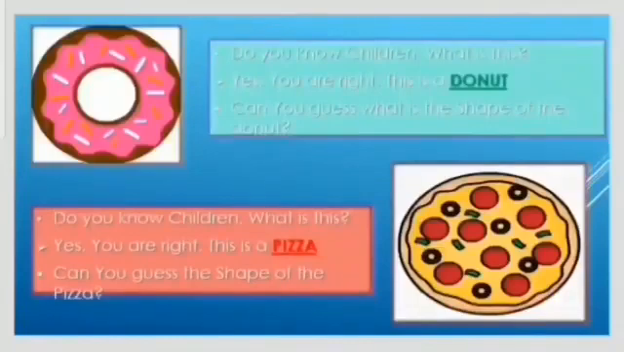Now see the third picture. Do you know, children, what is this? Yummy, na? Yes, you are right. This is a donut. Can you guess what is the shape of the donut? You are right. Do you know, children, what is this? Your favorite dish? Yes, you are right. This is a pizza. Can you guess the shape of the pizza? Yeah, you are right.